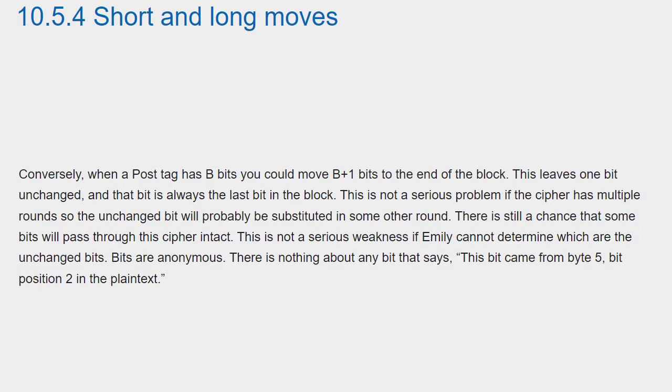Conversely, when a POST tag has B bits, you could move B+1 bits to the end of the block. This leaves 1 bit unchanged, and that bit is always the last bit in the block. This is not a serious problem if the cipher has multiple rounds, so that the unchanged bit will probably be substituted in some other round. There is still a chance that some bits will pass through this cipher intact. This is not a serious weakness if Emily cannot determine which are the unchanged bits. Bits are anonymous. There is nothing about any bit that says, "This bit came from byte 5, bit position 2" in the plaintext.